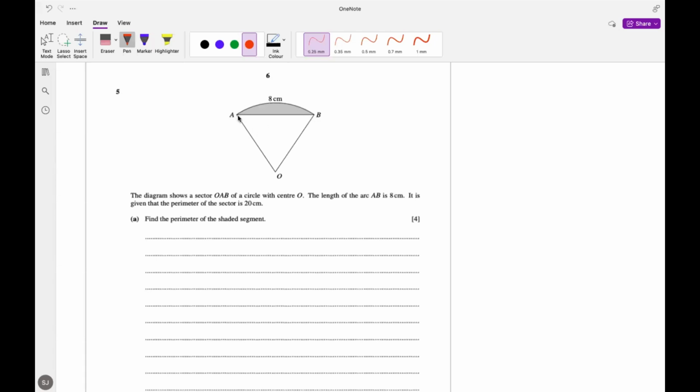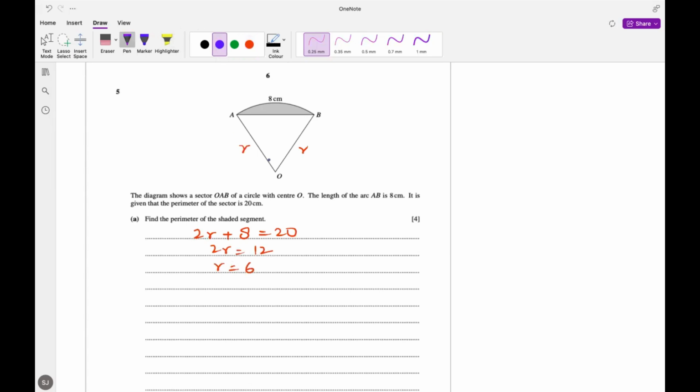To find the length of AB, as we know that the total perimeter is 20, and these two are both equal in length, so we can say that 2r plus 8 will be equals to 20. So 2r will be equals to 12 and r will be equals to 12 upon 2, which is 6.